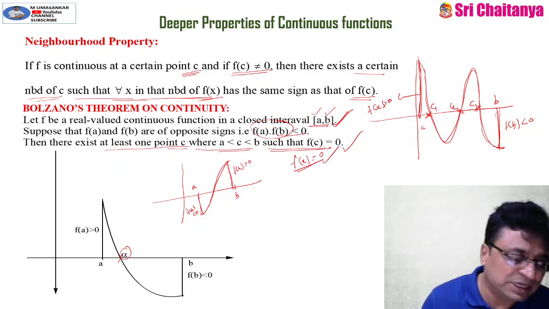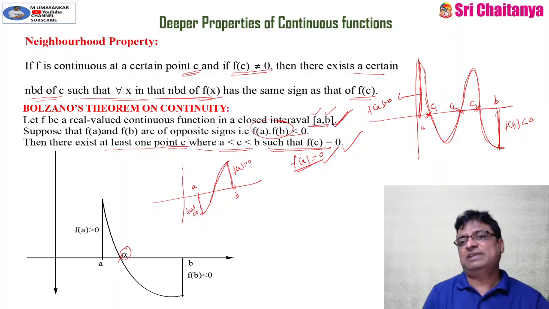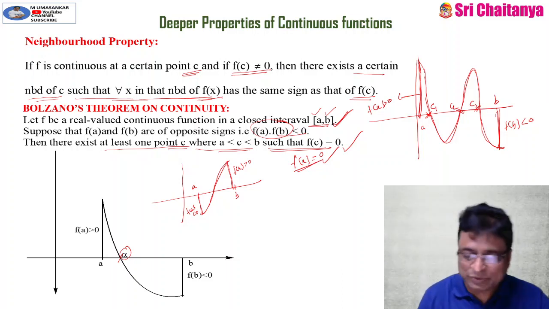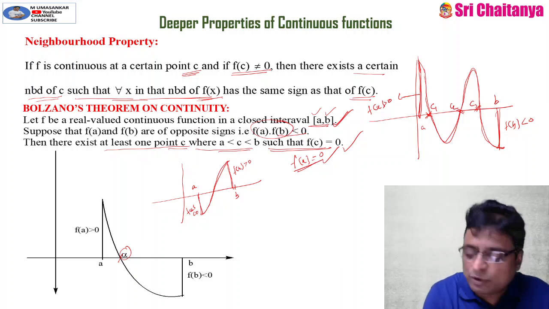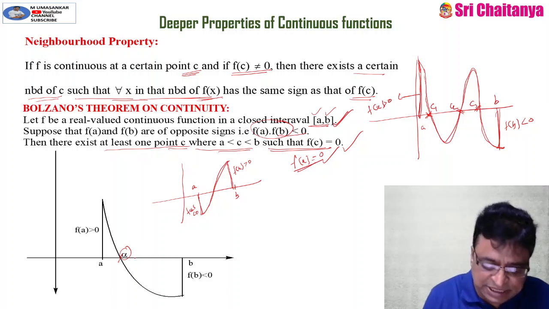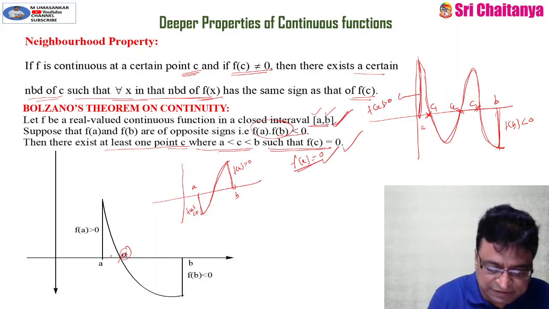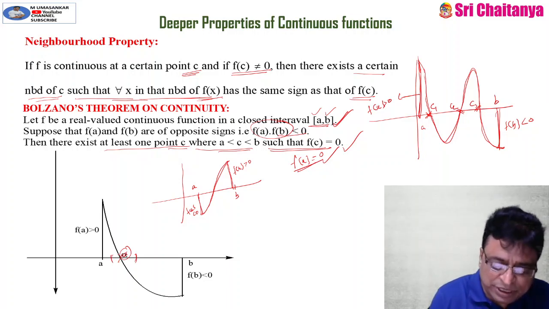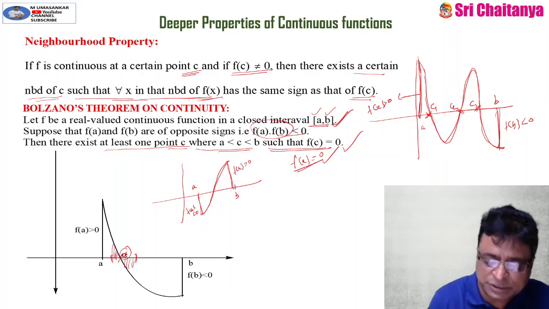Actually, some people consider this as the intermediate value theorem. That's why, what about the neighborhood property? Suppose this is c, and this is my neighborhood of c. In this neighborhood, these are the values of f of c. If f of c is positive, then all the values are also positive. If f of c is negative, then all the values are negative.